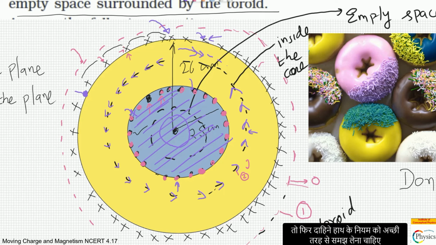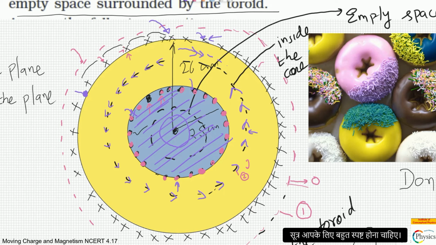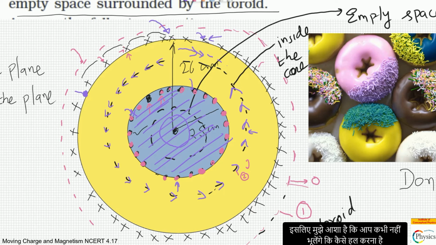So the right hand rule should be understood very well. Then Ampere's circuital law should be clear to you, the formula should be very clear to you. So I hope you will never forget how to solve a toroid question when it comes in your examination.